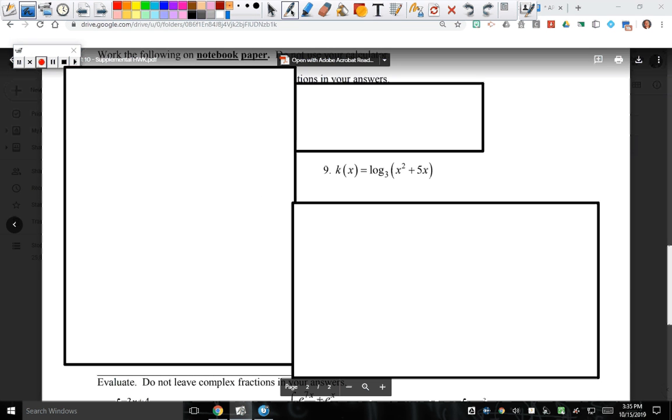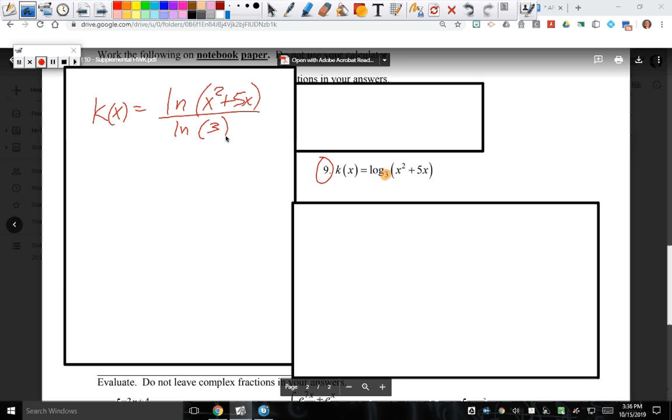Alright, so we're doing the derivative of this function here. Immediately I notice that the function's base is not e. So what you learned today, I would rewrite this as the natural log of the stuff divided by the natural log of the base.